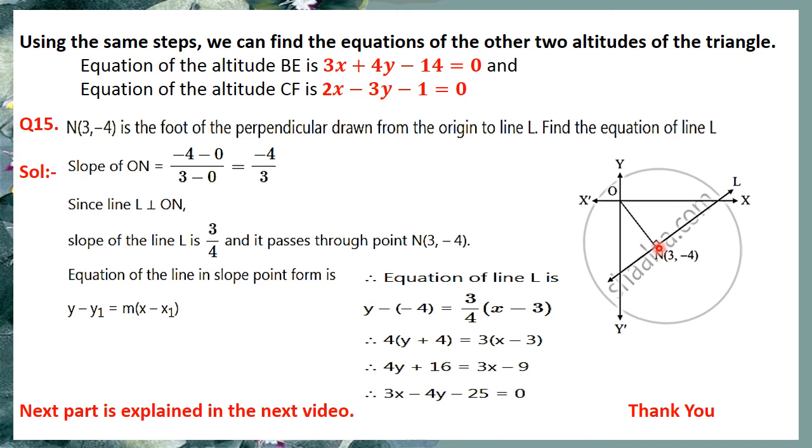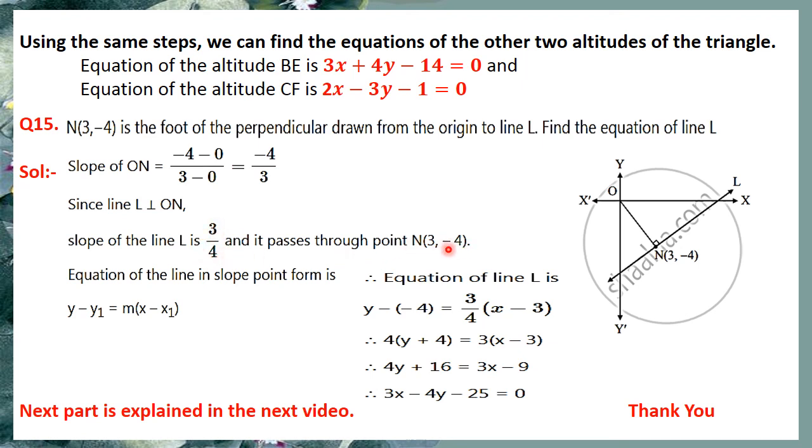Now, we can find the slope of ON by using the two-point form, where x1 y1 can be taken as (0, 0) and x2 y2 as (3, minus 4). Then the slope is y2 minus y1 upon x2 minus x1, that is minus 4 minus 0 upon 3 minus 0, that is minus 4 upon 3. Since the line L is perpendicular to ON, its negative reciprocal will be the slope of the line. So it is 3 upon 4.